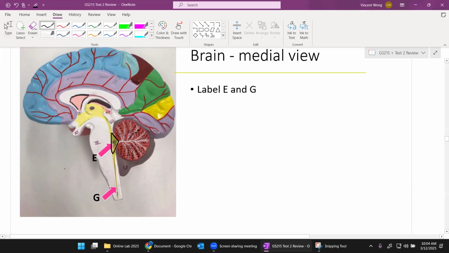Right here, this little triangle, fourth ventricle. And as we transition into the spinal cord, on the inside of the spinal cord, we have the central canal. That's a good question. Optic chiasma is right here. It's just kind of above and in front of the pituitary gland. Okay, roughly right there.